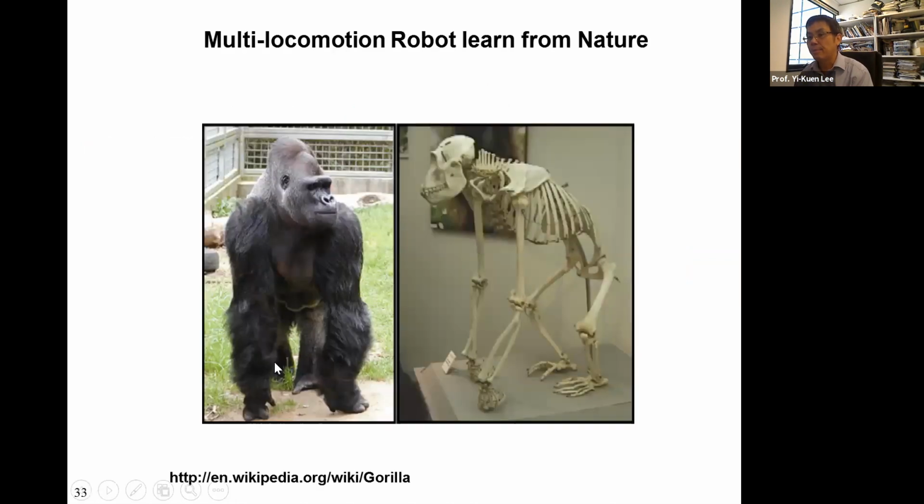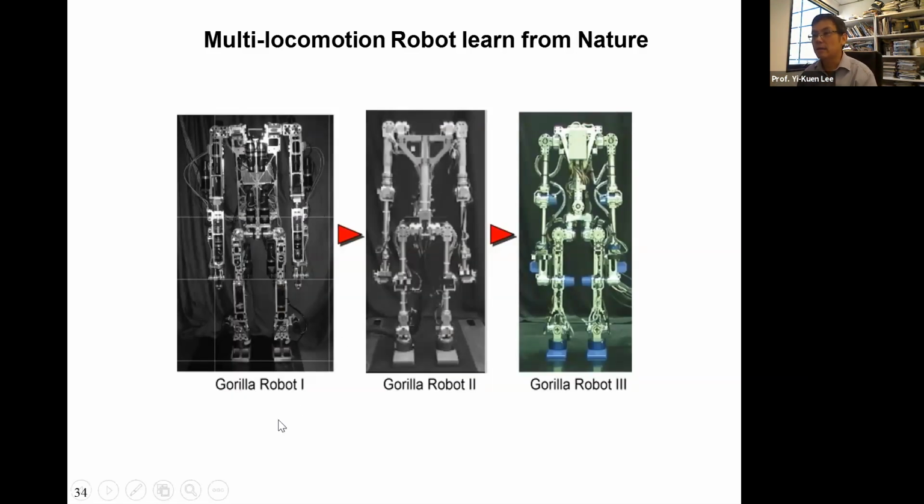So we have how to learn from nature, this gorilla, right? Can we make this kind of mechanism to mimic the motion of the gorilla, right? So he goes through different iterations of this gorilla robot, 1, 2, 3, to improve it. How we make robot mechanisms and learn from nature.